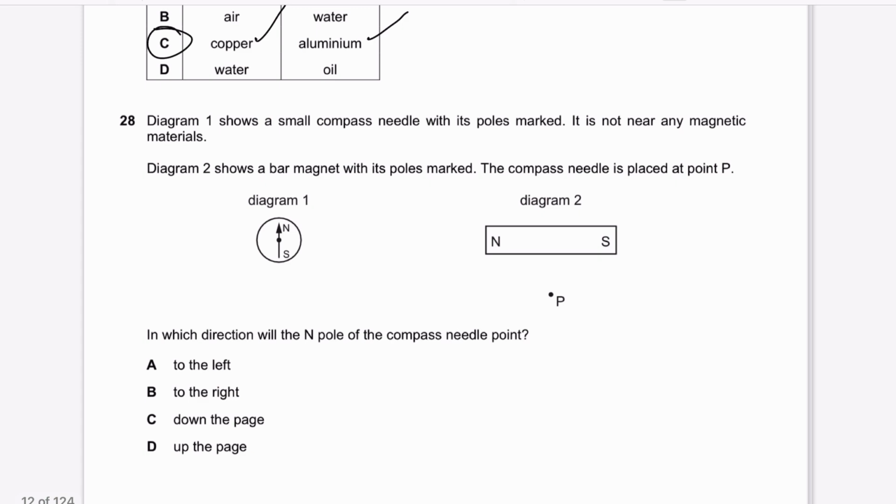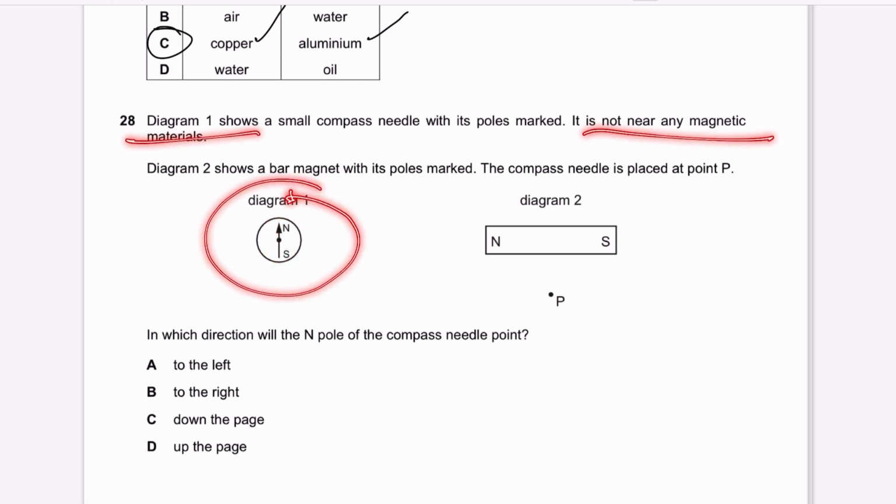28. Diagram 1 shows a small compass needle with its poles marked. Sorry, it is not near any magnetic material. Diagram 2 shows a magnet bar with its pole marked. The compass needle is placed at point P. In which direction will the north pole of the compass needle point? Okay, obviously we have a compass. Wait, we have a small compass needle, and this is north and this is south. This is when it's not near any magnetic materials. In diagram 1, it's not near any magnetic materials.